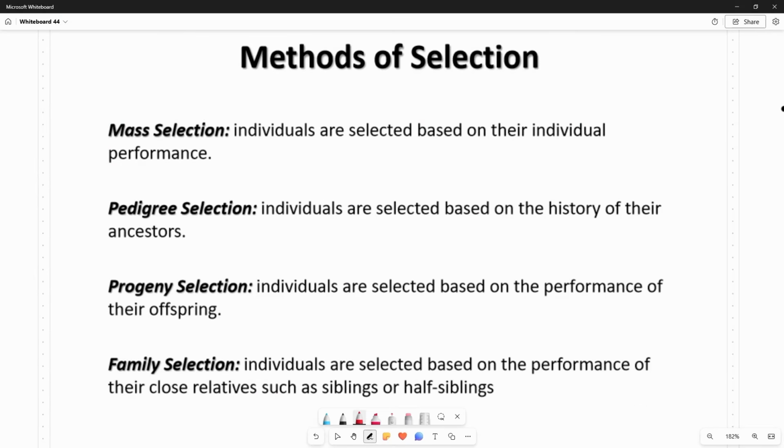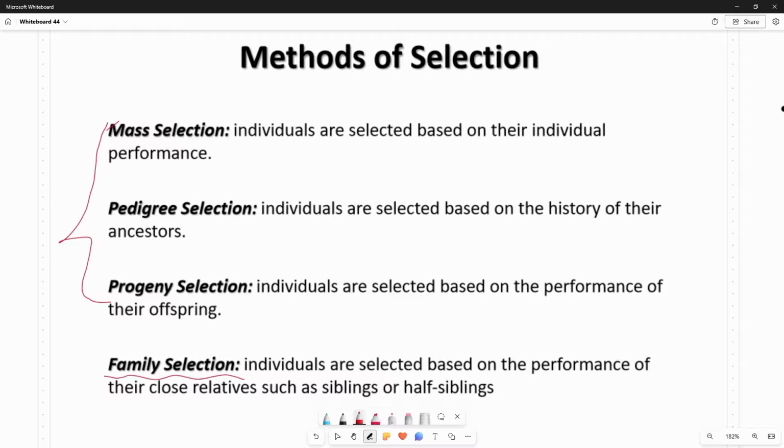So we look at now the methods. How are these organisms selected? There are 4 methods of selection. And what is very nice about these methods is that they will always come in your question paper. So very, very important. You have mass selection, pedigree selection, progeny selection, and family selection. The first 3, mass selection, pedigree, as well as progeny, are used to select both the animals and the plants. But family selection is only used to select the animals.